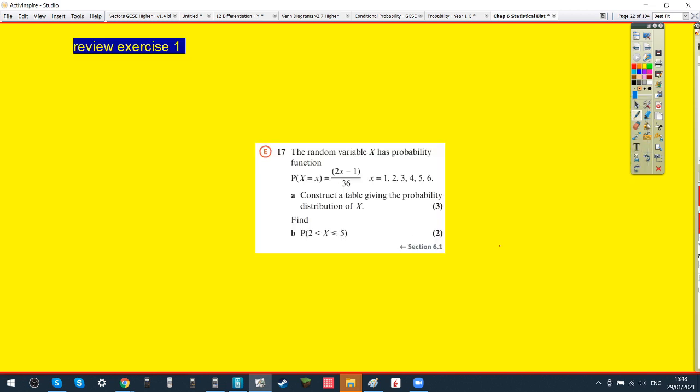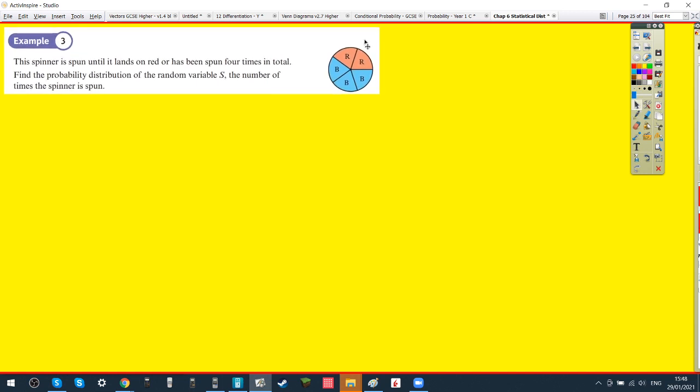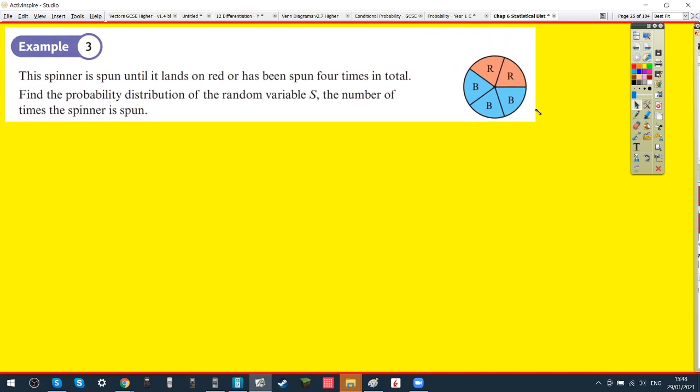Then we have all these review exercises. So these aren't of the highest quality. Okay, how about this one? Might be the binomial, I don't know. Okay, how about this one?